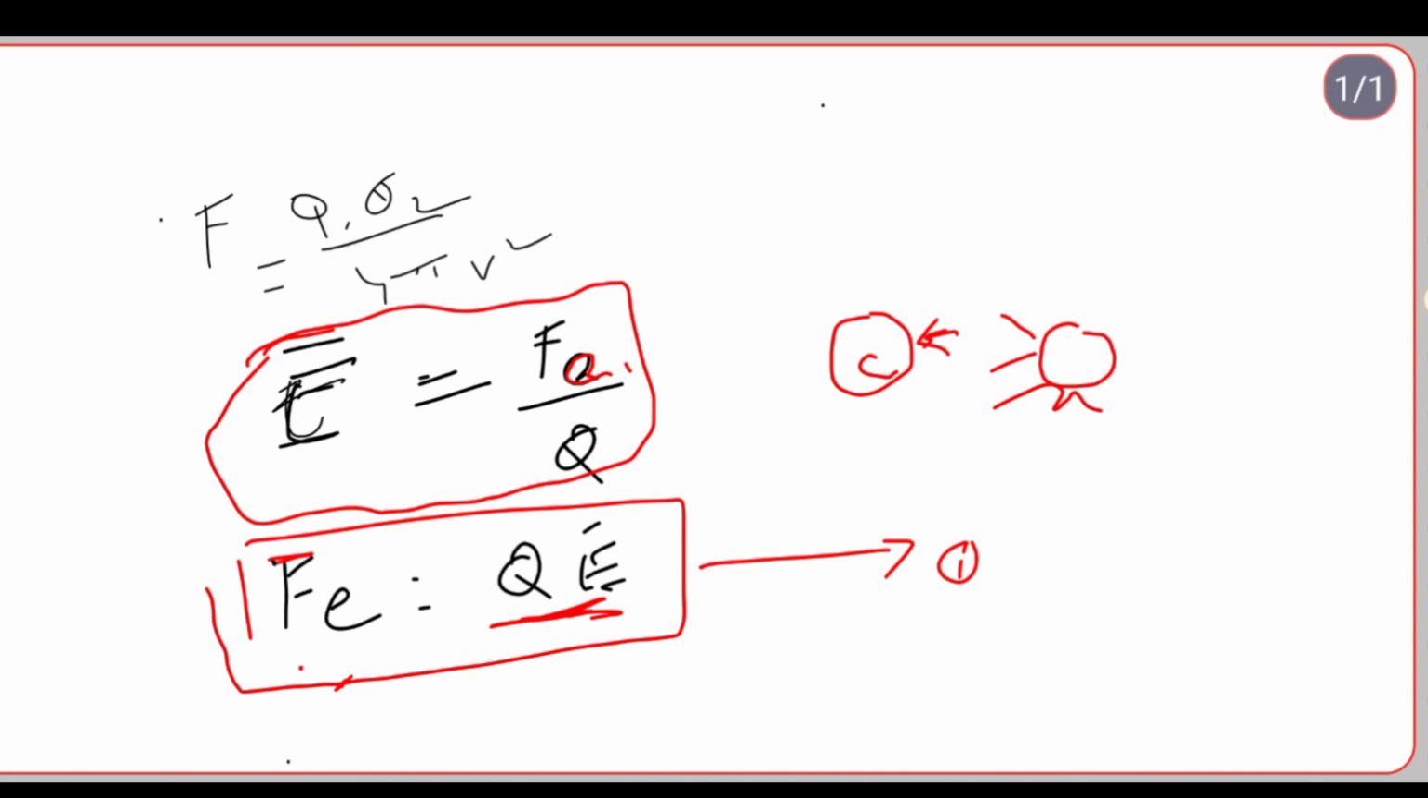Therefore, this force, also referred to as Fe, is nothing but the electric force. The Fe is called the electric force. The electric force Fe is given by Q into E. The product of electric field intensity and the charge is known as Fe equal to Q into E. Make it as equation 1.